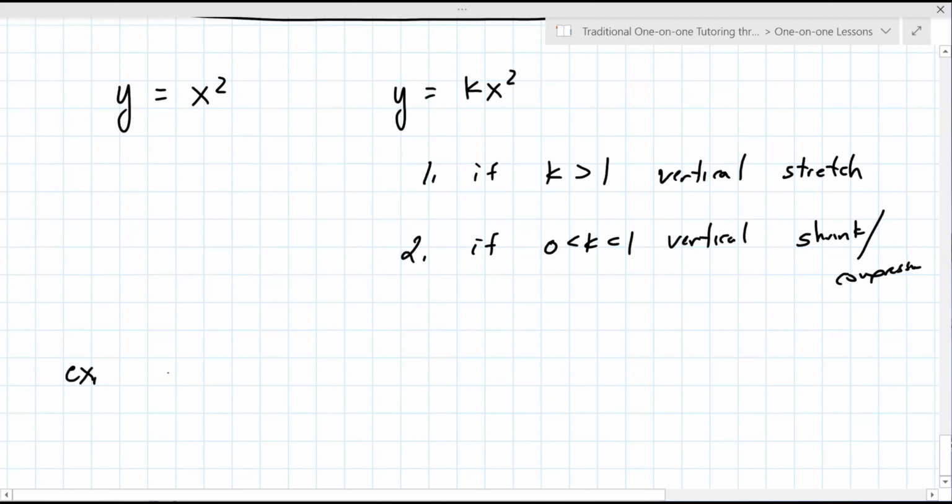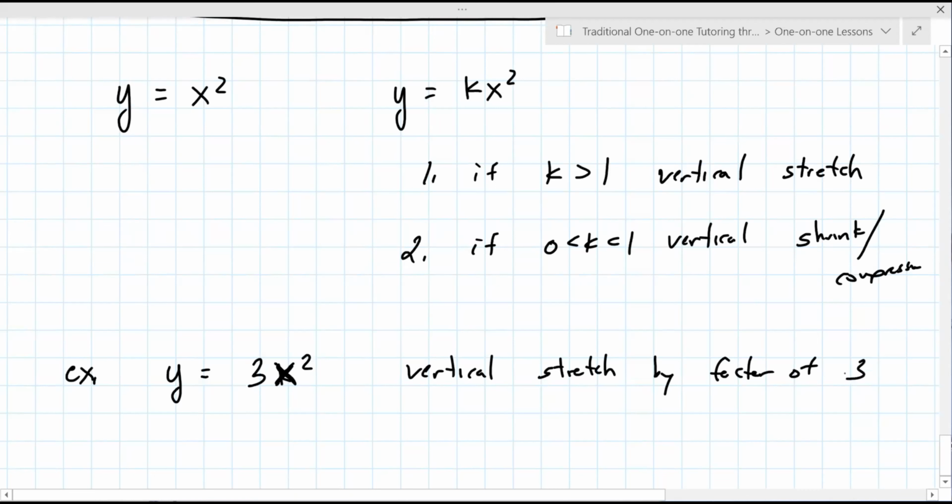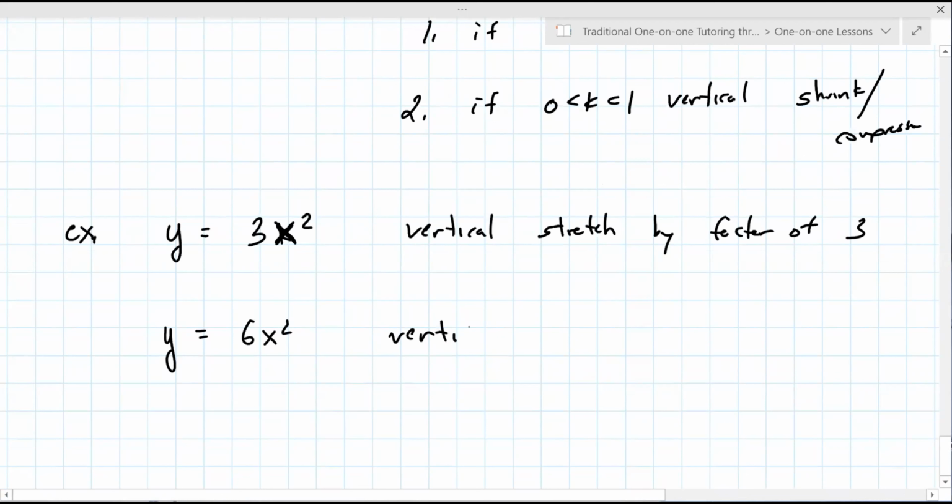So let's do an example. I'm rushing here a little bit at the end. Let's say it's y equals 3x squared. We would say it's a vertical stretch by a factor of 3. So then let's say it was y equals 6x squared. It's a vertical stretch by a factor of 6.